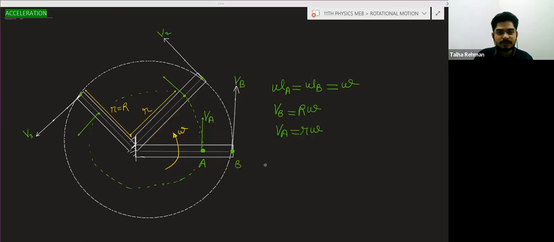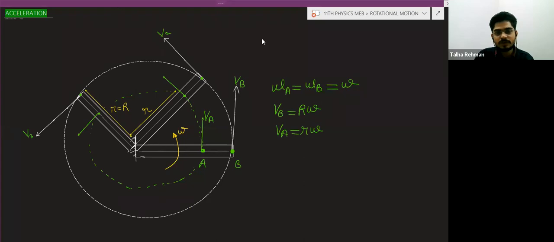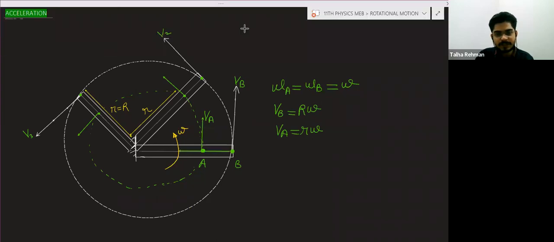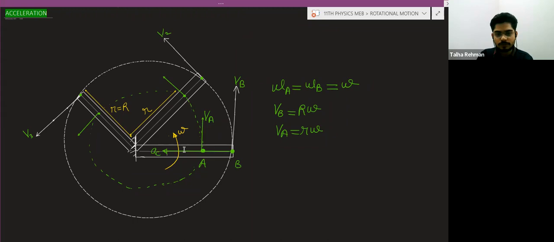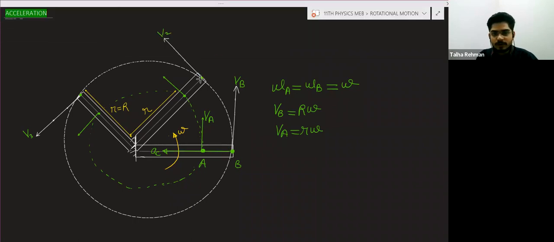There will be one acceleration due to the change in the direction of the velocity. That acceleration will be tangential acceleration. Oh, sorry, centripetal acceleration. So there will be centripetal acceleration of this particle B. Here also for this particle there will be centripetal acceleration. Why? Because this centripetal acceleration is due to change in the direction of the velocity. Here also there will be centripetal acceleration.